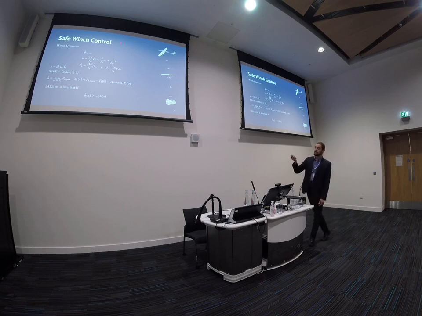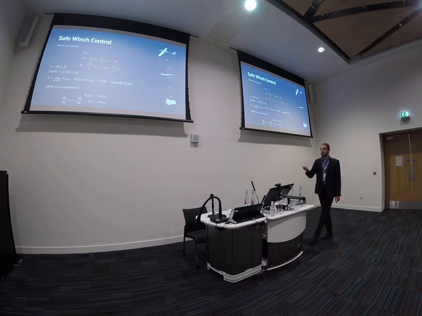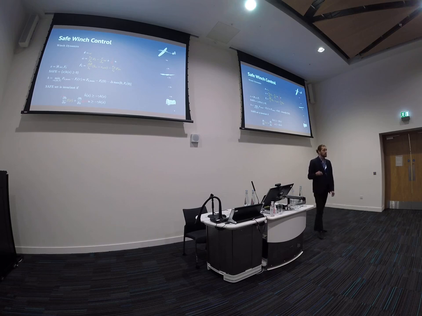Now, because of the nature of the winch dynamics here, and being control affine, we can bundle up all of this yellow stuff to f of x, and all of this red stuff to d of x. And then we can simply look at the control input u, and if this control input u satisfies this equation, then that control input u is determined to be safe.